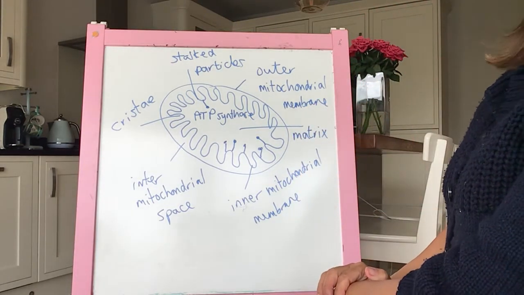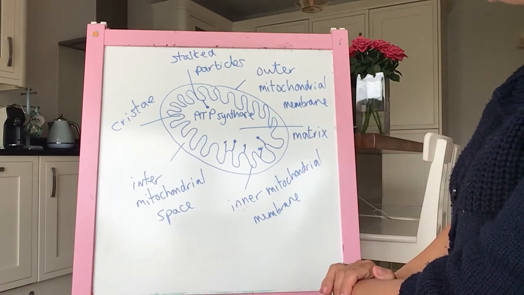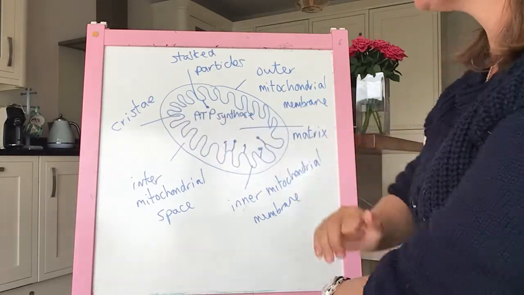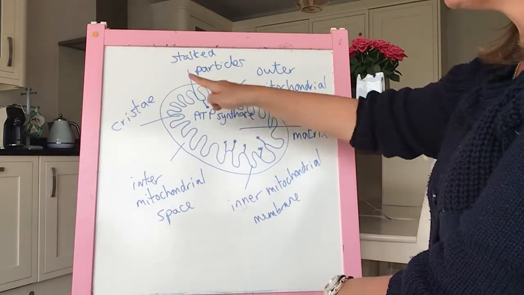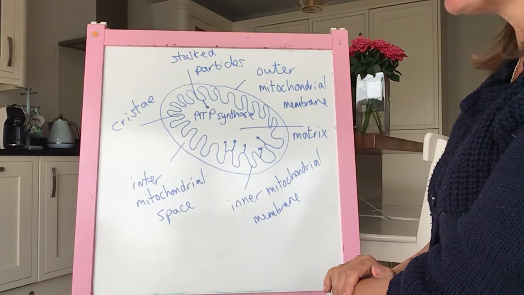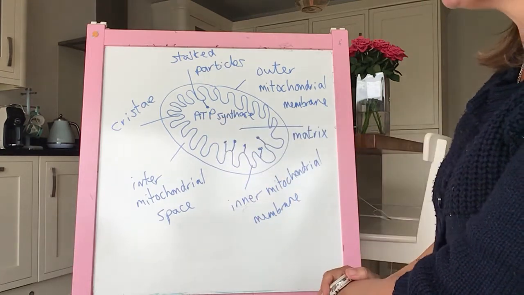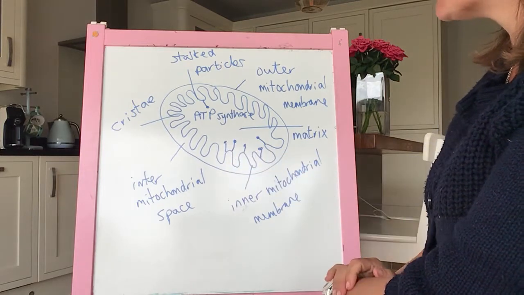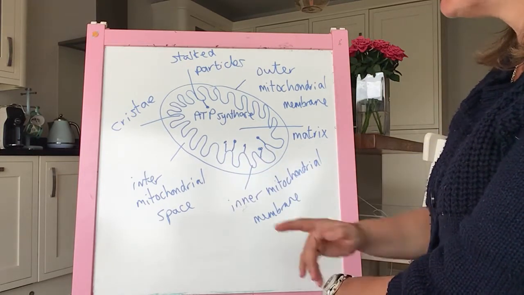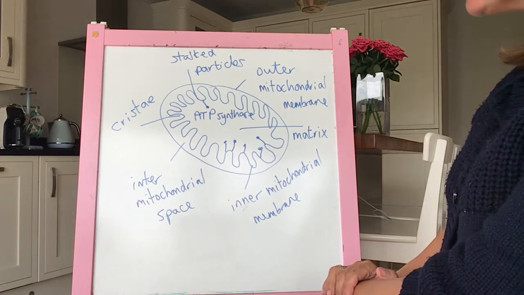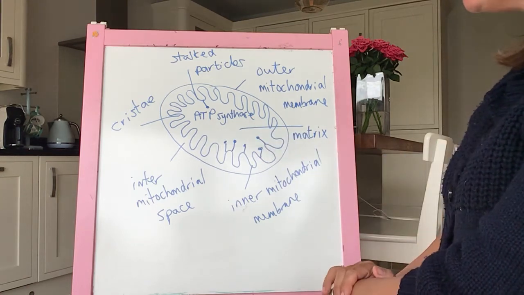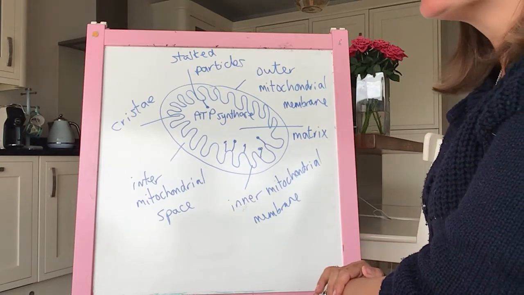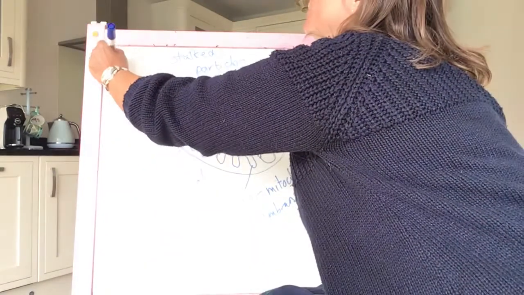Okay, so we've got outer mitochondrial membrane, inner mitochondrial membrane. The folds are known as cristae. They are covered with stalked particles, which are actually an enzyme called ATP synthase. In between the inner mitochondrial membrane and the outer mitochondrial membrane, we have got something called the intermitochondrial space. And finally, the jelly in the middle is known as the matrix. And the mitochondria is where most of aerobic respiration takes place.